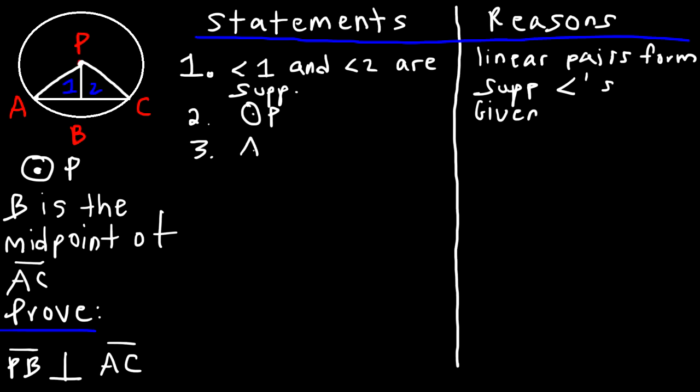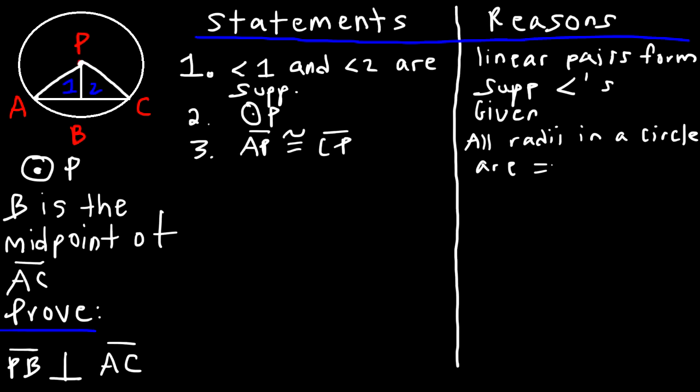So we could say that AP is congruent to CP. And the reason? All radii in a circle are congruent. So that's the reason for that. So let's mark it. So AP and PC are congruent.